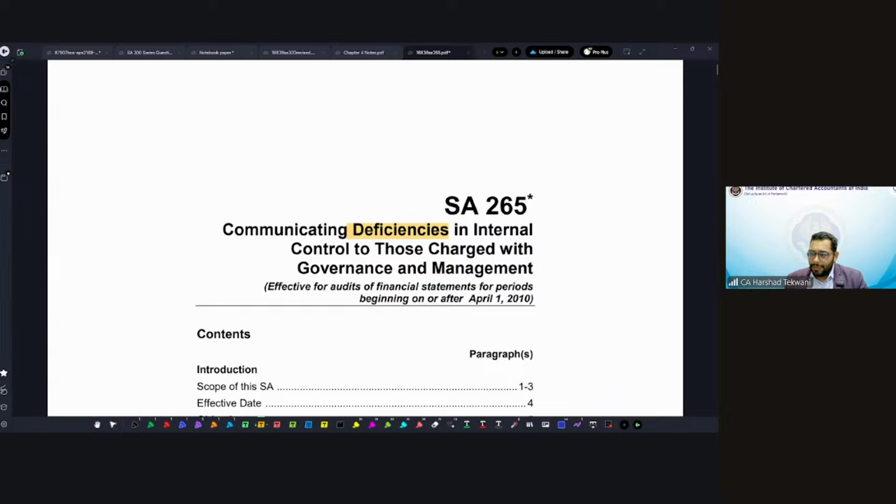I have one question. So, missing one component such as monitoring of the controls would constitute deficiency? Yes.